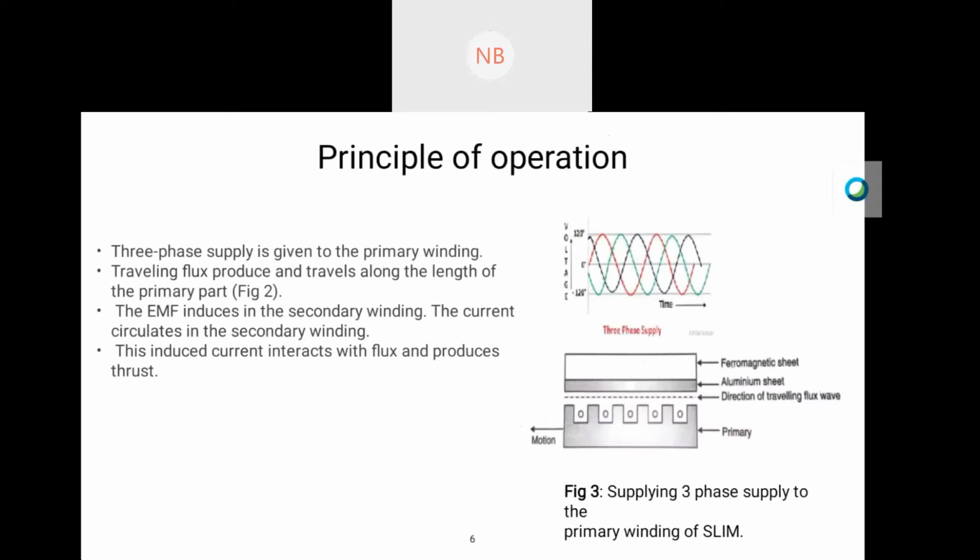So when a primary of LIM gets excited by a balanced three-phase supply, a flux starts traveling along the entire length of the primary. This linearly traveling magnetic field is equivalent to the rotating magnetic field, as I have told before. Due to relative motion between the traveling flux and the conductor, an electric current is induced in the rotor of the secondary, and then this induced current interacts with the traveling flux wave to produce a linear force or thrust. So the forces that are being experienced by LIM are discussed in the next slide.